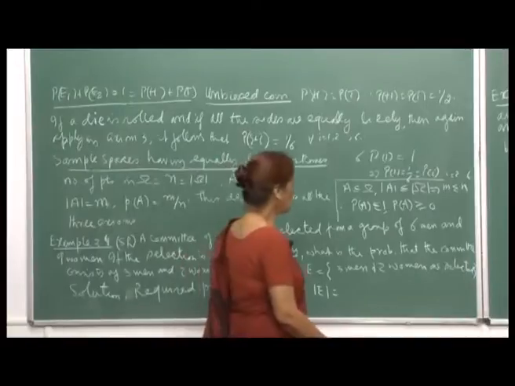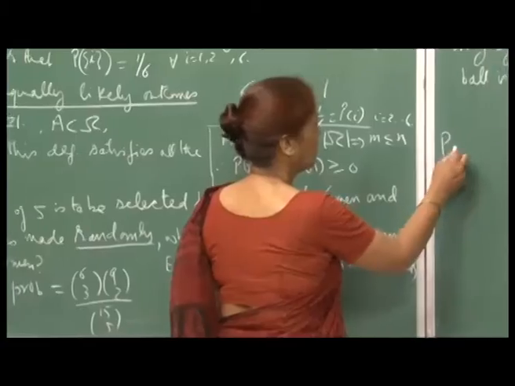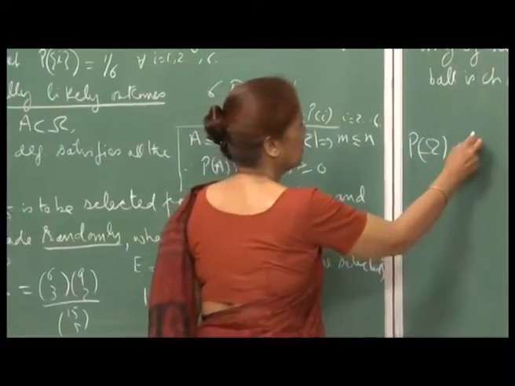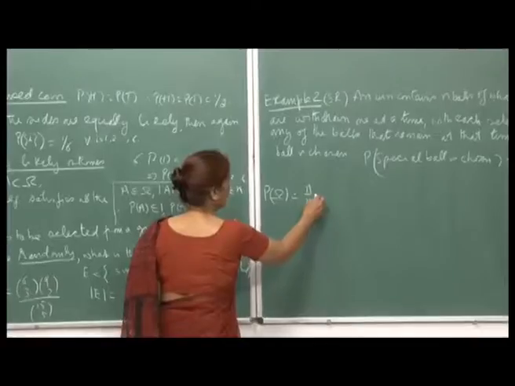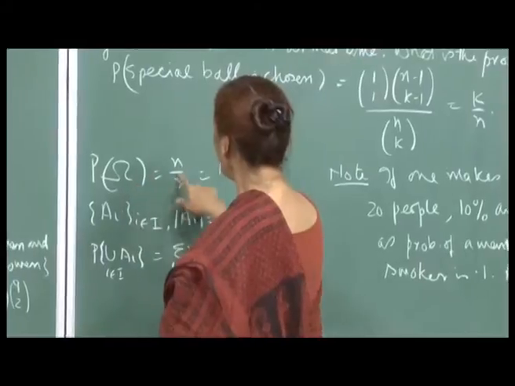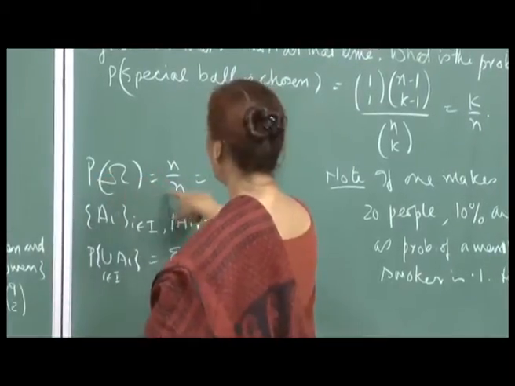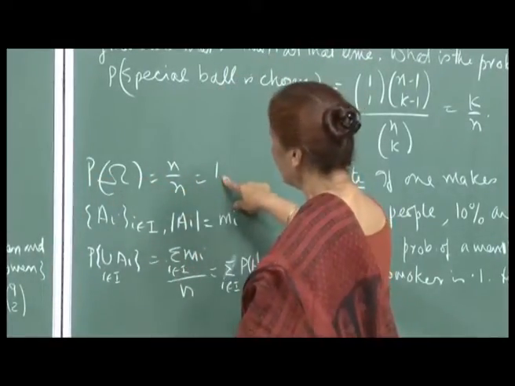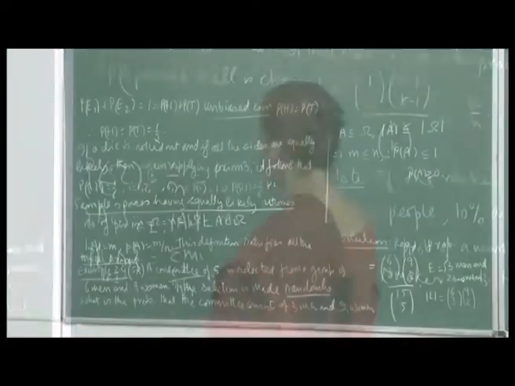Then similarly, probability of omega would be n by n, which is 1, because omega has n points. So, n upon n, verifying the definition, this probability is 1. So this axiom is also satisfied.